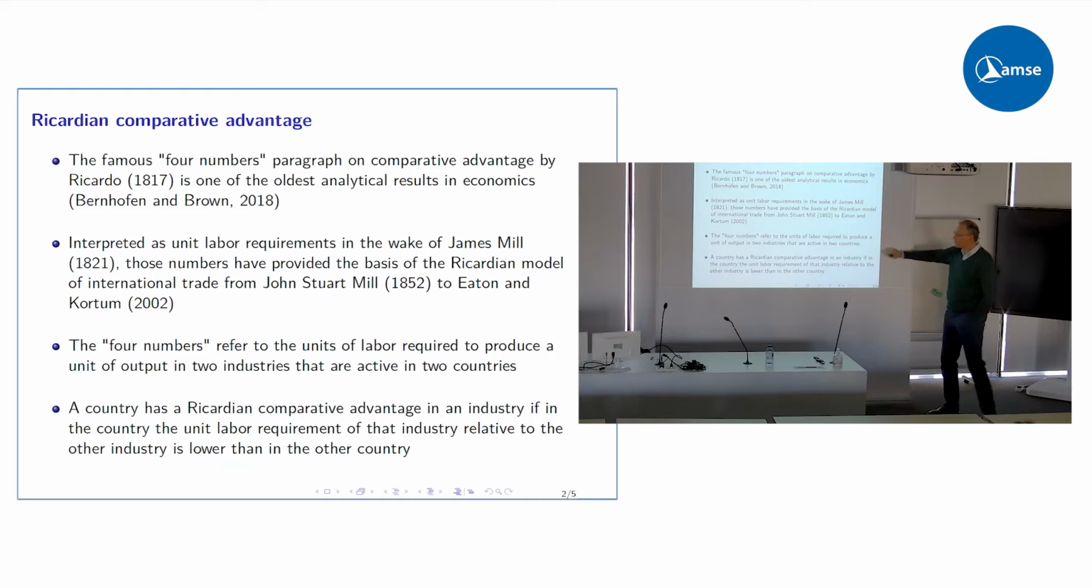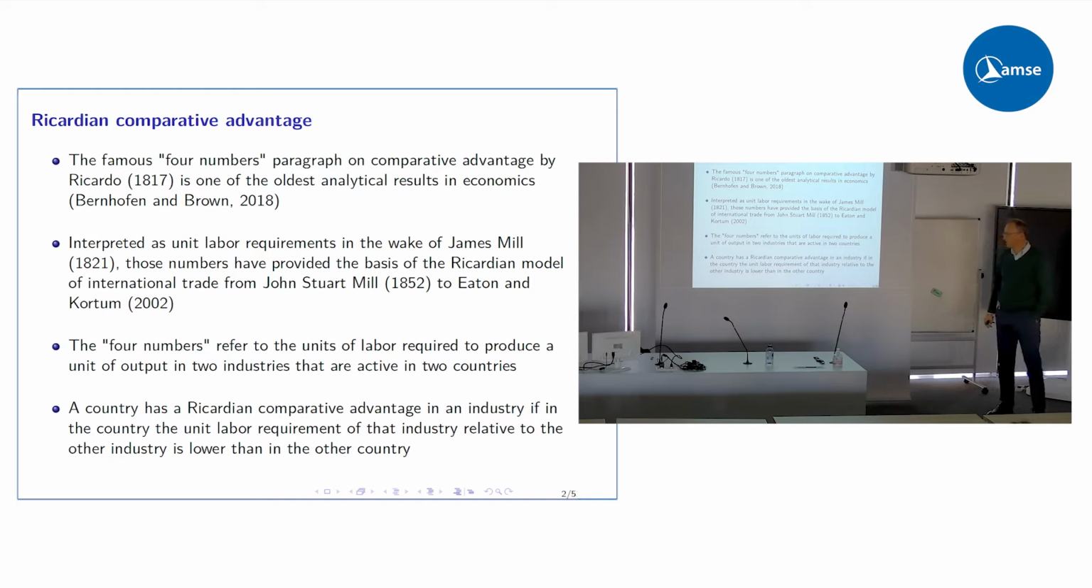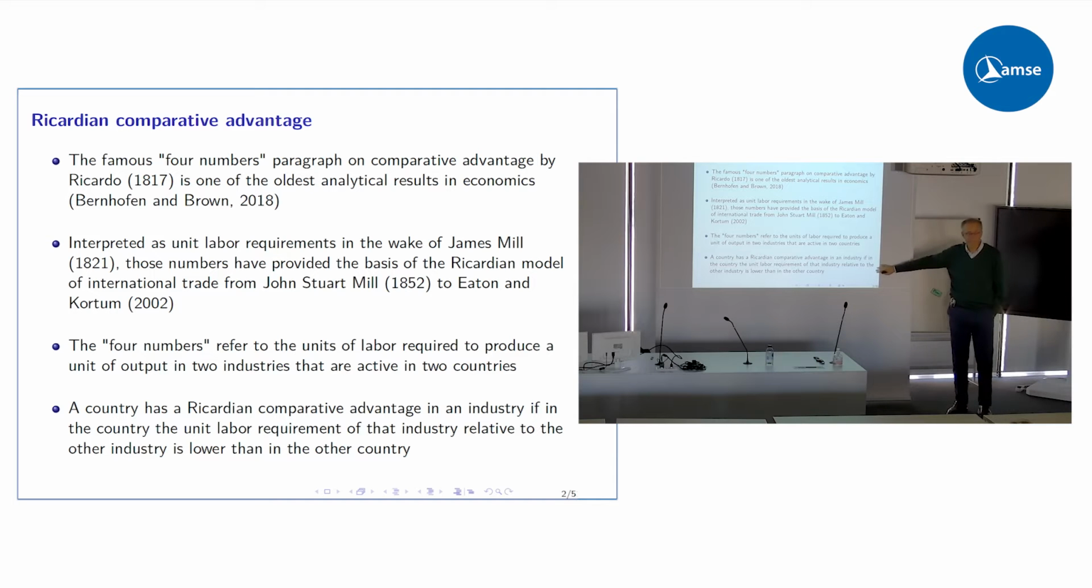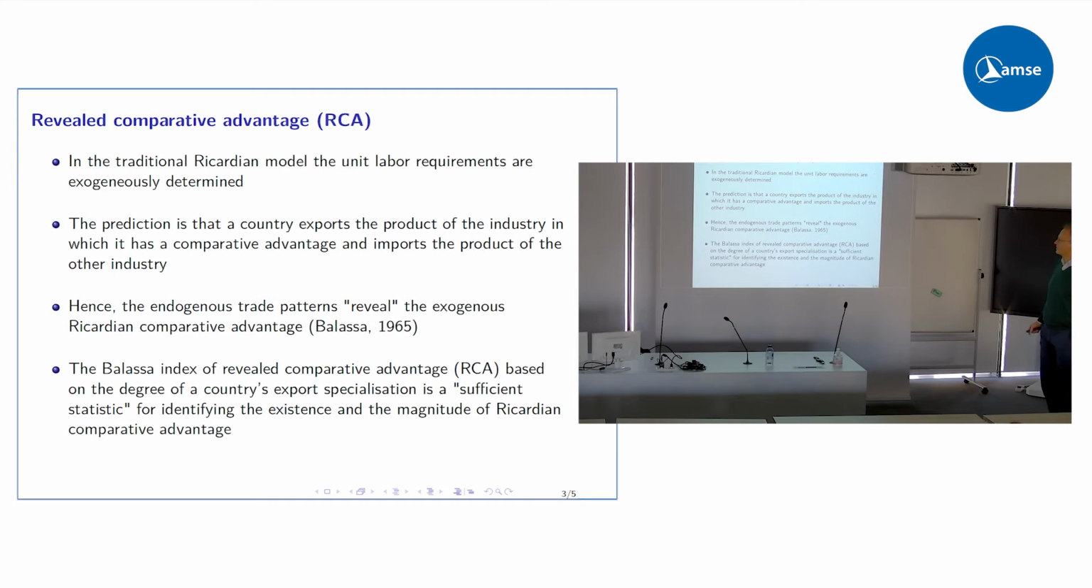The four numbers refer to the units of labor required to produce a unit of output in two industries that are active in two countries. Of course, those in international trade have seen that so many times. But I want everybody to be on the same page because this is what we are going to measure. This is what we are after. A country has a Ricardian comparative advantage in an industry if in that industry the unit labor requirement, relative to the other industry, is lower than in the other country. So this is the basic idea of comparative advantage.